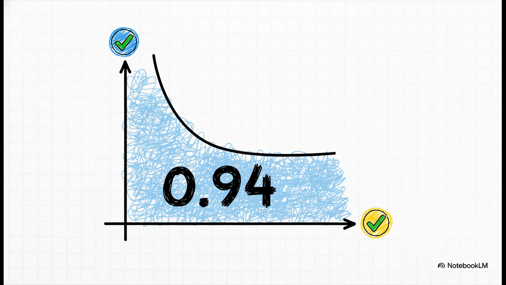And this is where it all connects so brilliantly. The ROC curve is just a plot of the true positive rate versus the false positive rate. And that AUC score we calculated by hand a minute ago, our 0.94, it is literally the total area under this very curve. And that, right there, is why it's called the area under the curve.